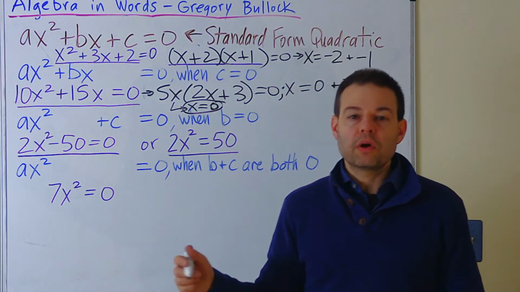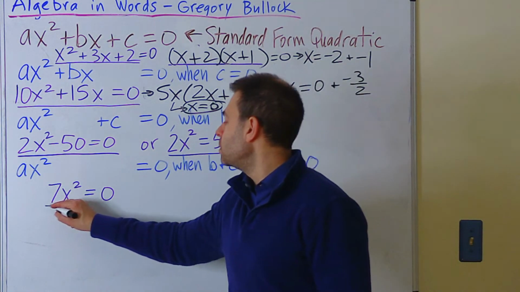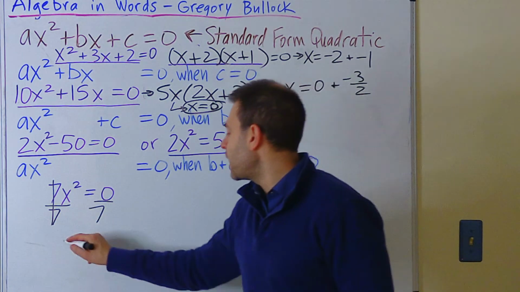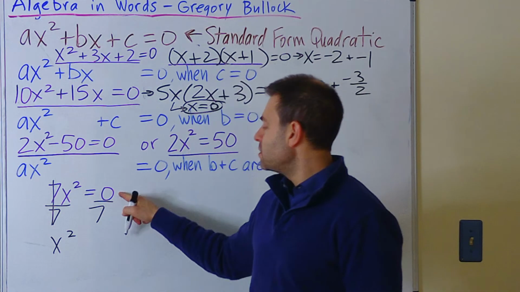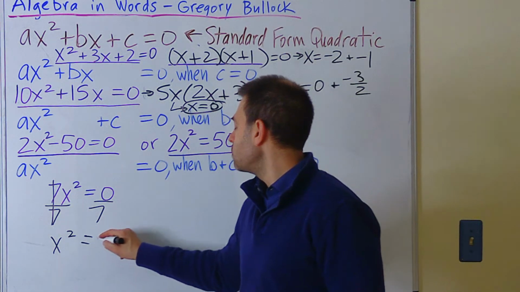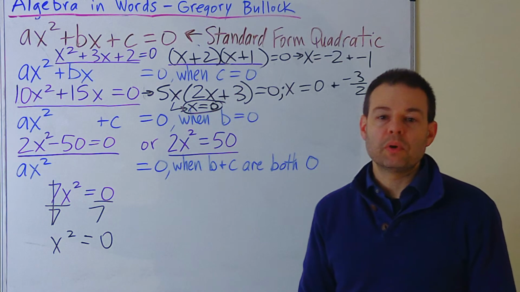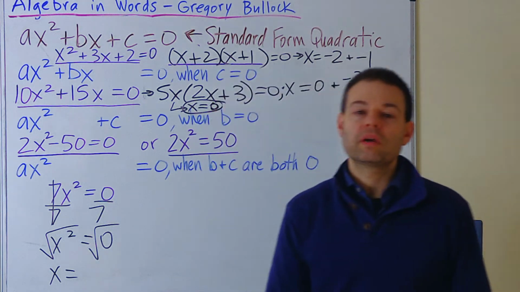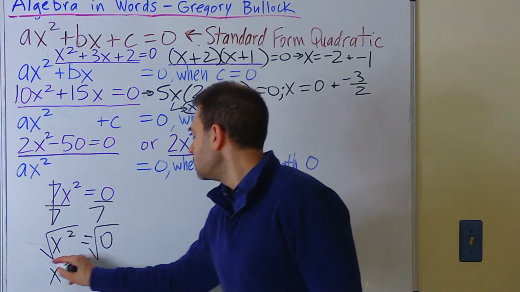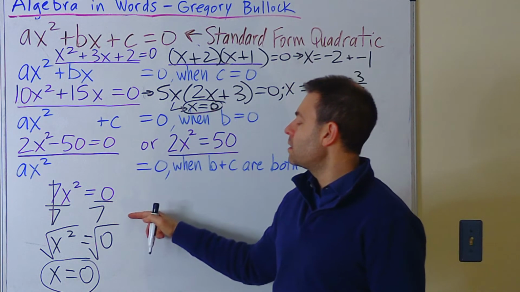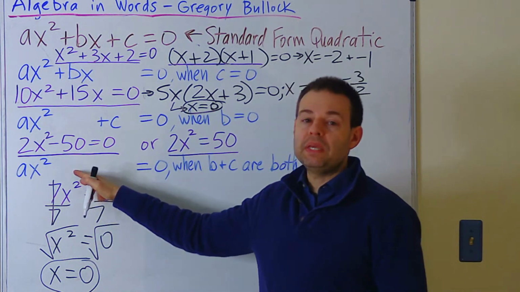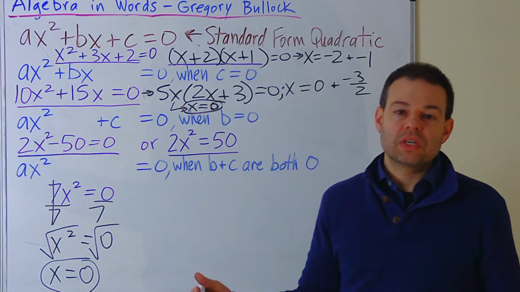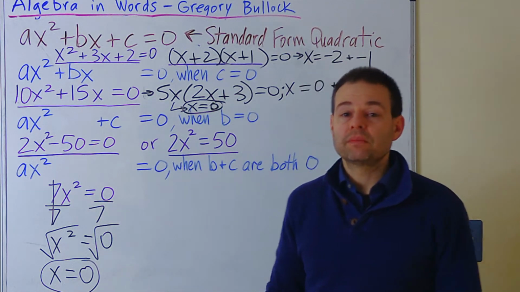But if we want to just go through all the proper steps and check that, we would divide both sides by coefficient 7. The 7's cancel to 1, leaving x squared. And 0 divided by 7 is 0. So we write 0, and then we'll take the square root of both sides. The square root of x squared is x, and the square root of 0 is just 0. So a problem like this, and any problem where both the b and the c terms are 0 or missing, is going to result in x equals 0, and that's pretty much it.